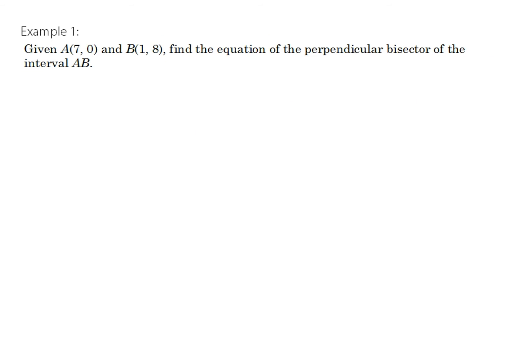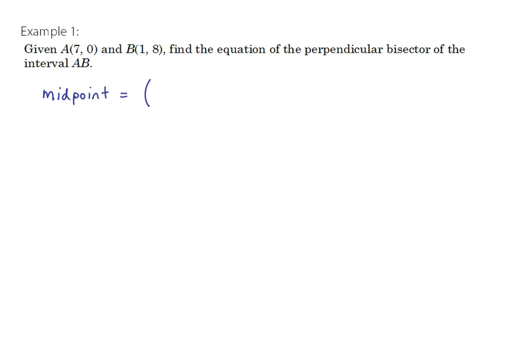So in this first example, we have 2 points, A and B, and we wish to find the perpendicular bisector of the interval AB. So A has coordinates 7, 0, and B has coordinates 1, 8. There are a number of steps to finding the equation of the perpendicular bisector, but it's the same every time. We're going to need to find the midpoint of AB, so that we have a point that the perpendicular bisector goes through.